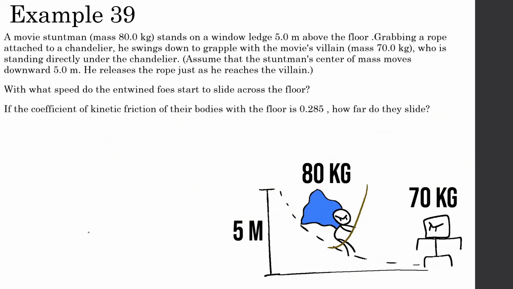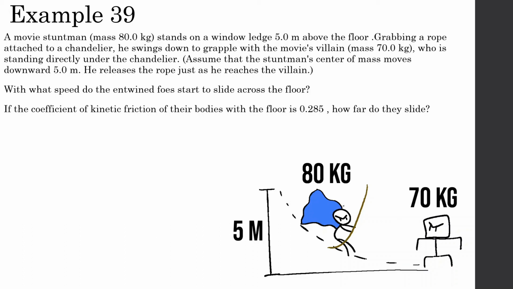Let's look at this. A movie stuntman has a mass of 80 kilograms, stands on a window ledge 5 meters above the floor. Grabbing a rope attached to a chandelier, he swings down to grapple with the movie's villain, mass 70 kilograms, who is standing directly on the chandelier. He releases the rope as he reaches the villain, and it's also 5 meters above. With what speed do the intertwined foes start to slide across the floor? Okay, so they get tangled up after they hit and everything like that.